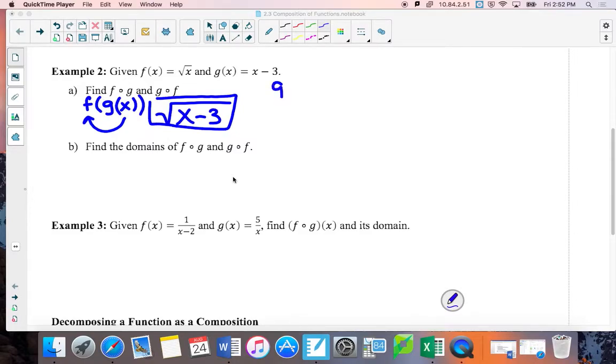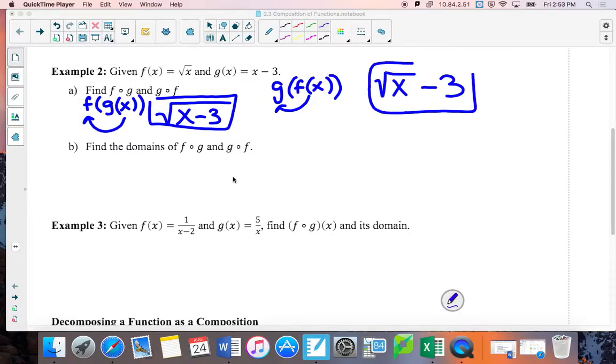Then if we do g of f of x, this time we're going to take the f function and put it into g. With the g function, that starts with an x. Well, I'm going to replace it with the f of x. That's going to become the square root of x minus 3. That can't be simplified, so that guy is done.